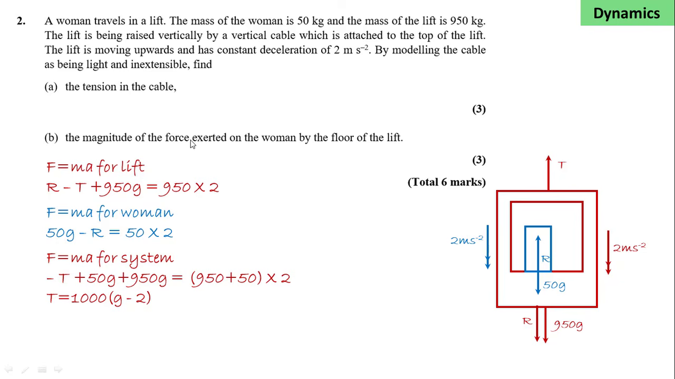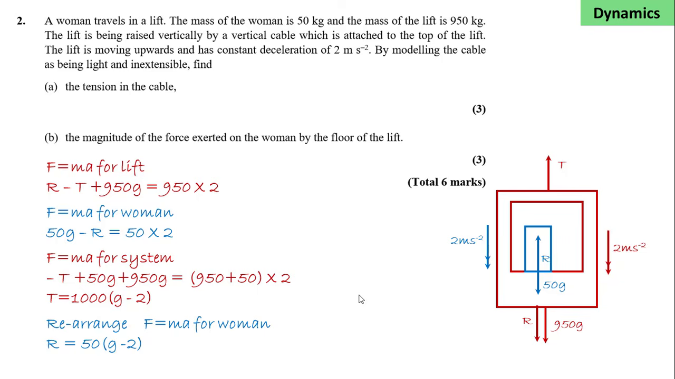To calculate the magnitude of the force exerted on the woman by the floor of the lift, this reactive force R, we simply rearrange F equals ma for the woman to get R equals 50 times (g minus 2).